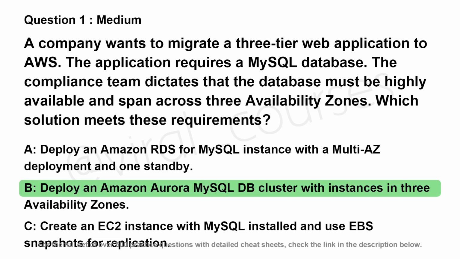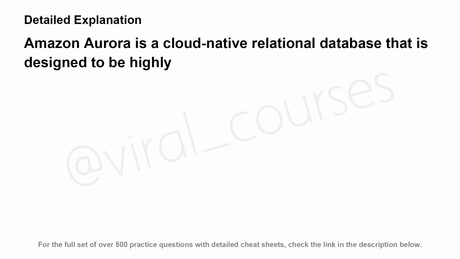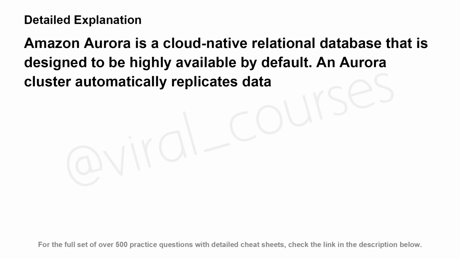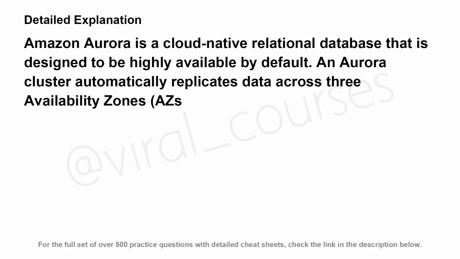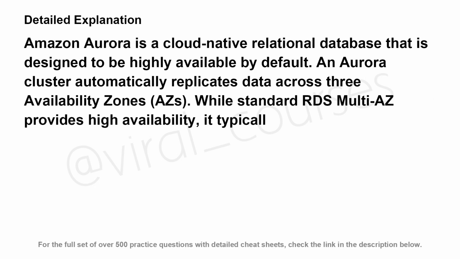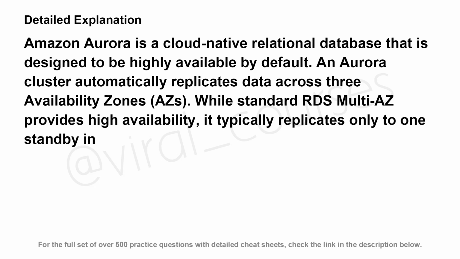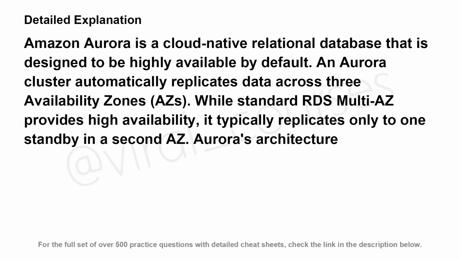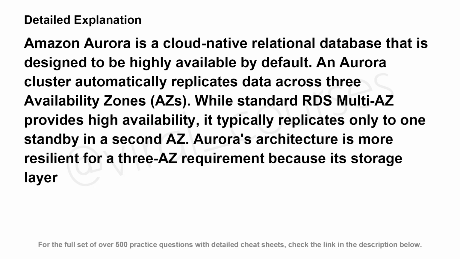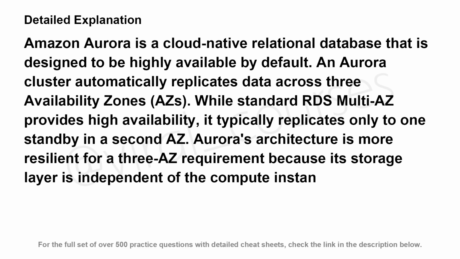The correct answer is B. Amazon Aurora is a cloud-native relational database that is designed to be highly available by default. An Aurora cluster automatically replicates data across 3 availability zones, AZs. While standard RDS Multi-AZ provides high availability, it typically replicates only to 1 standby in a second AZ. Aurora's architecture is more resilient for a 3 AZ requirement because its storage layer is independent of the compute instances and spans 3 AZs natively.